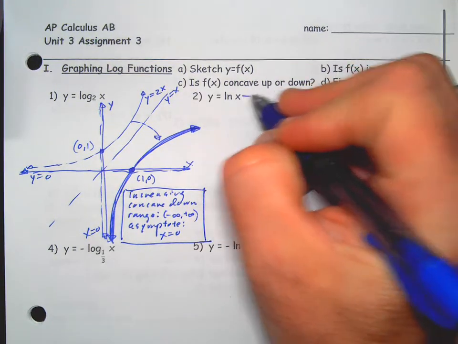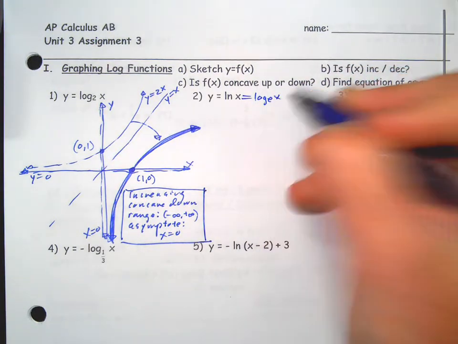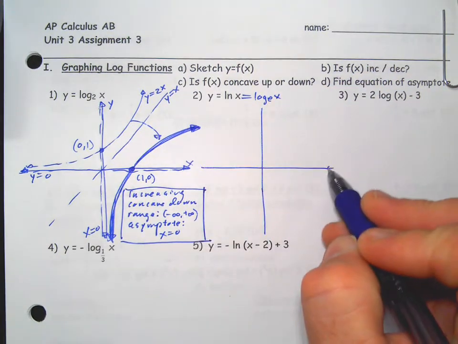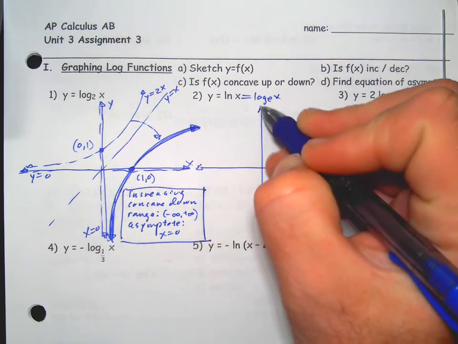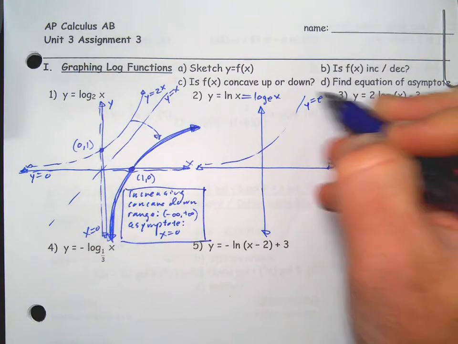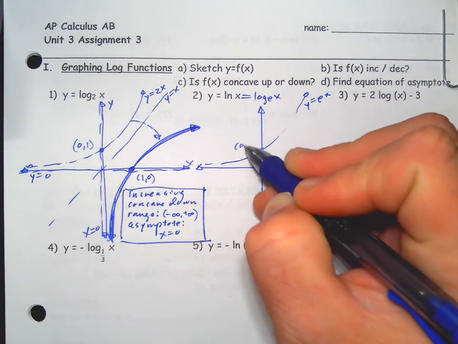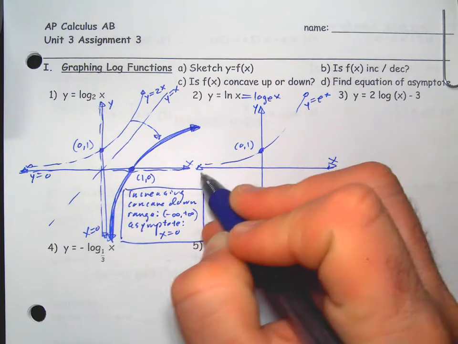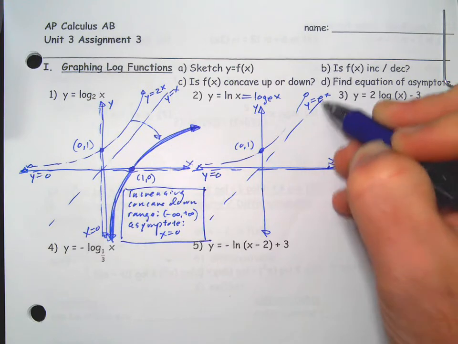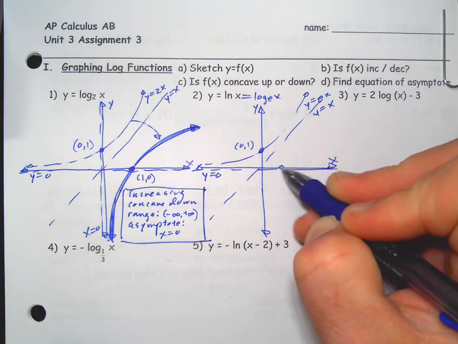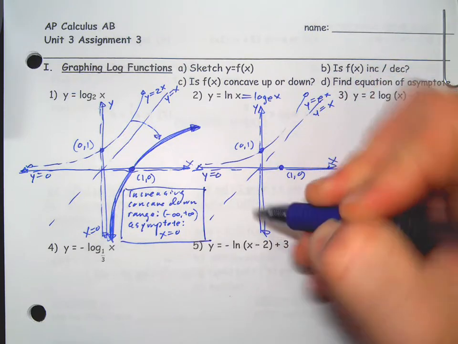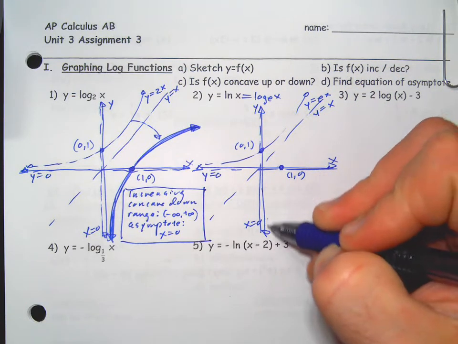Now natural log is really just log base e of x. I'm going to use the same trick. I'm going to graph e to the x. It's a basic exponential growth equation. Goes through 0, 1. Has a horizontal asymptote y equals 0. So then we're going to flip it across y equals x. So 0, 1 becomes 1, 0. Horizontal asymptote becomes vertical asymptote. Y equals 0 becomes x equals 0.